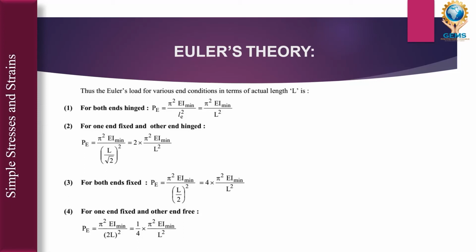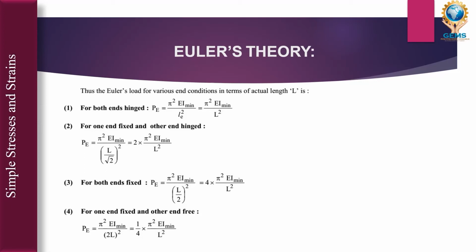Now we are going to see the second condition. What is the second condition? If one end is fixed and the other end is hinged, then what will happen? As I told you, if one end is fixed and the other end is hinged, then LE will become L divided by root 2. Understand? LE will become L divided by root 2. That's why this is the formula.